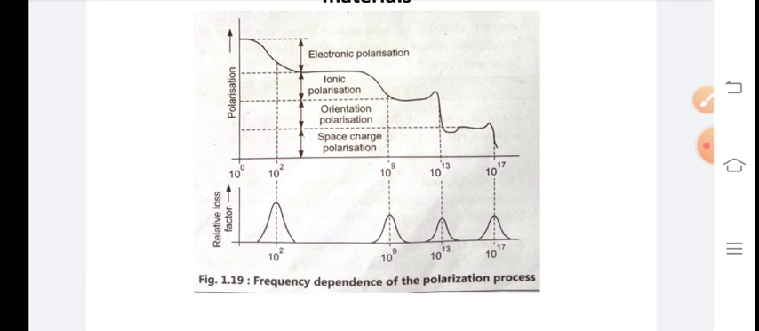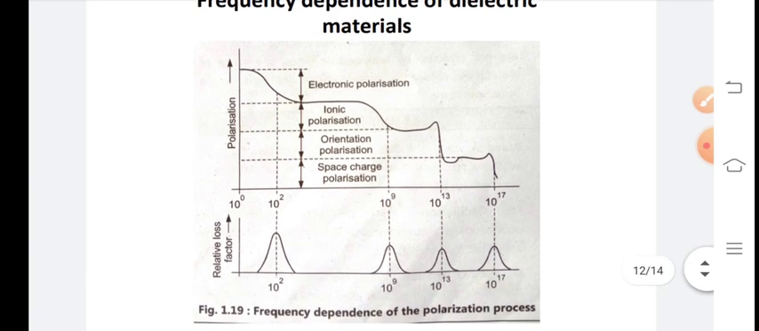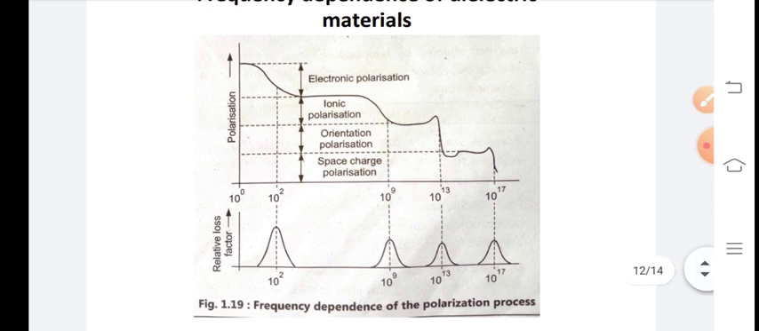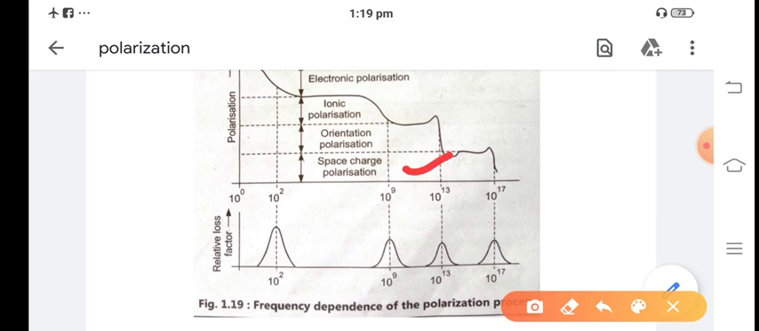So this figure shows the frequency dependence of the polarization process. Here we see that there are four types of polarizations: space charge polarization, orientation polarization, ionic polarization, and electronic polarization. The space charge polarization occurs at very low frequencies, less than 10 raised to 2 hertz. It is one of the slowest processes as compared to the other types of polarization.